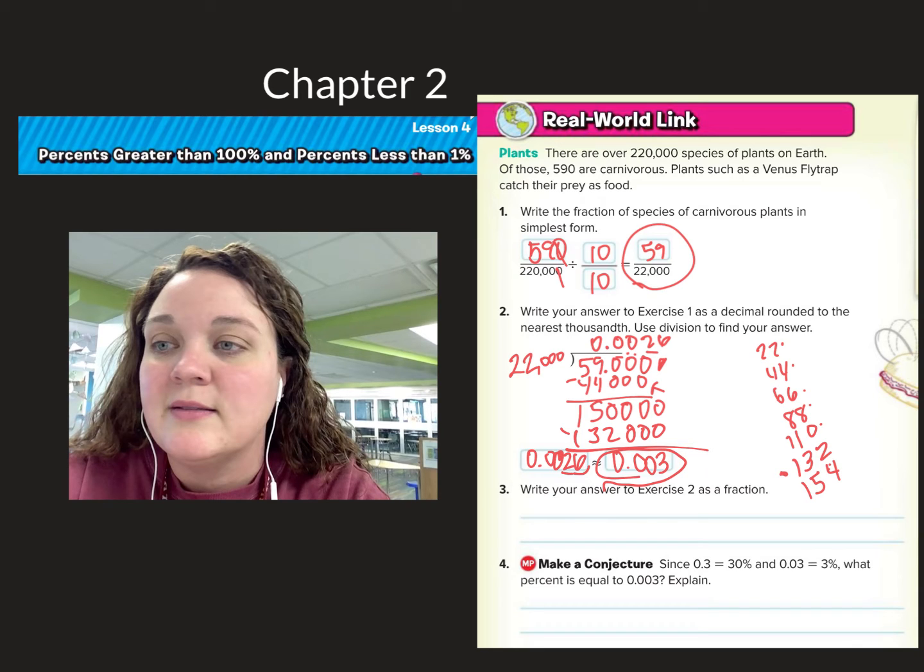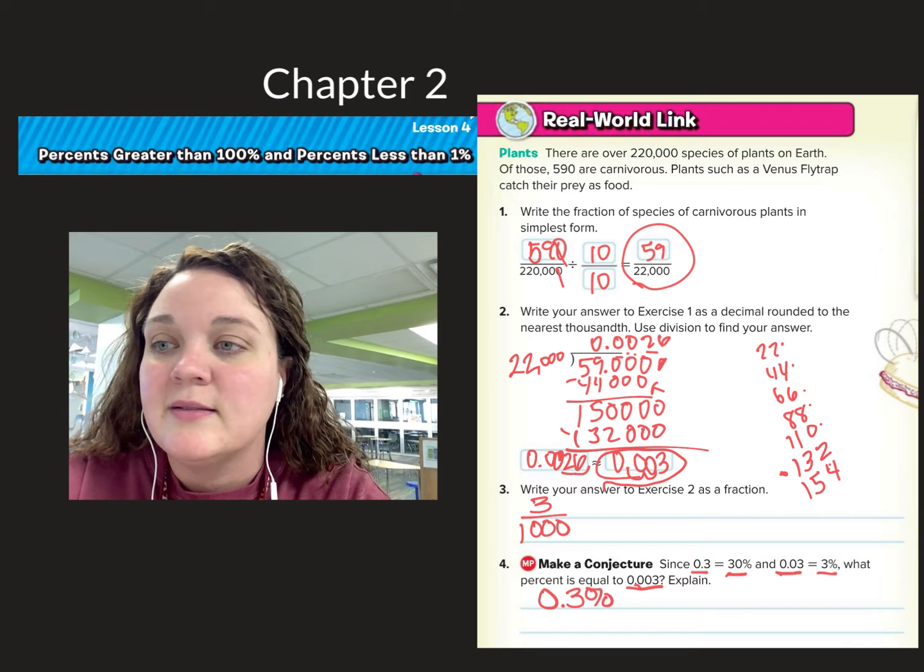Write your answer to exercise 2 as a fraction. It would be 3 thousandths. Since 3/10 is 30%, 3/100 is 3%. What percent is equal to 3 thousandths? It would be 0.3%, right? Because even if I went here and I moved it 1, 2, it'd be 0.3%.